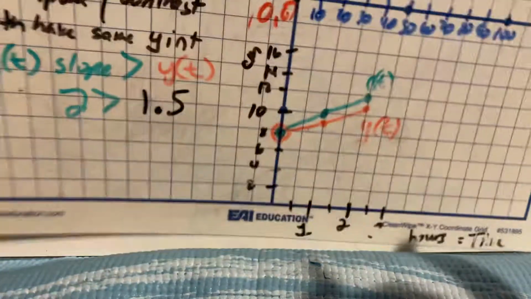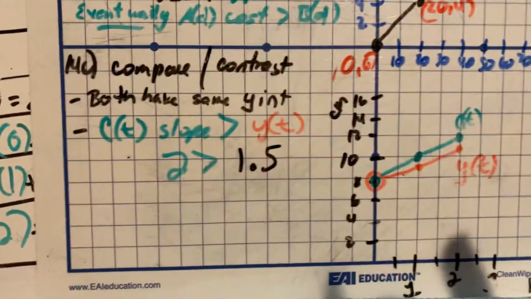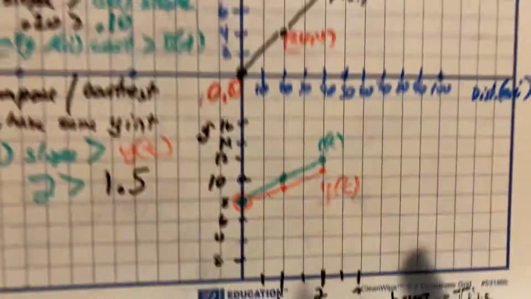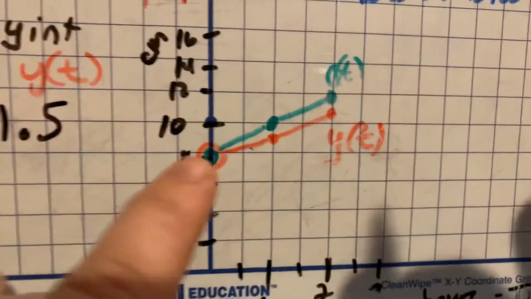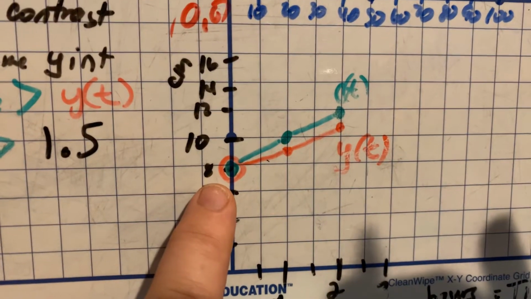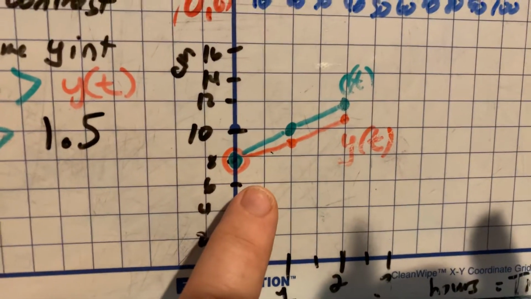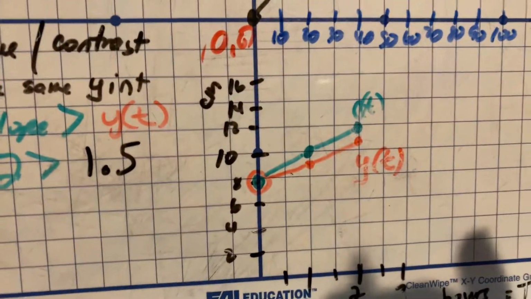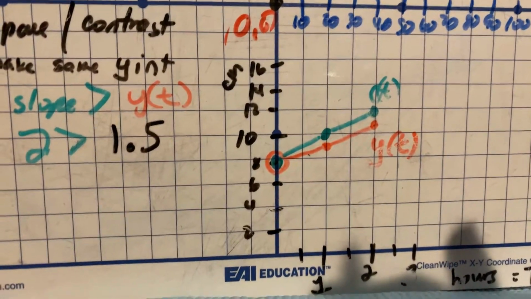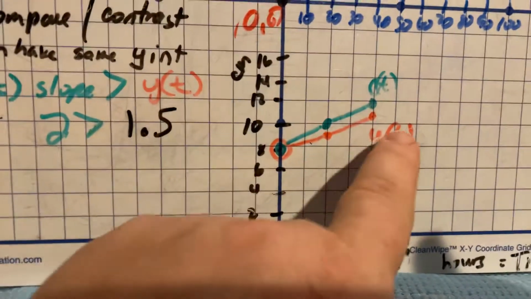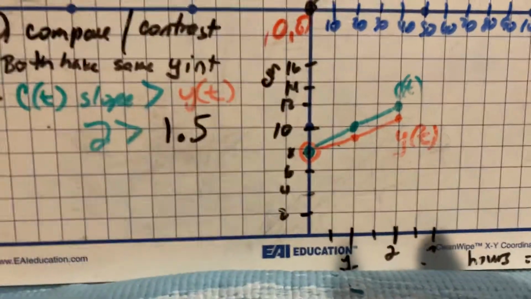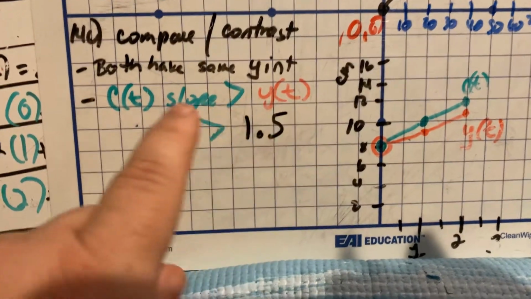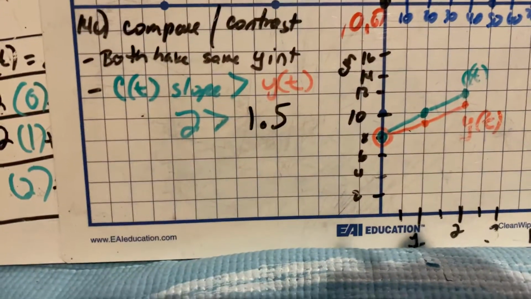So the next thing they want us to do is graph them first, and then compare them. So here we go. Here are my graphs. Notice they both start at 8 centimeters. However, the C of T is different than the Y of T. C of T is rising at 2 centimeters per hour, whereas Y of T is 1.5 centimeters per hour. So C of T's slope is greater than Y of T. 2 centimeters is bigger than 1.5 centimeters.